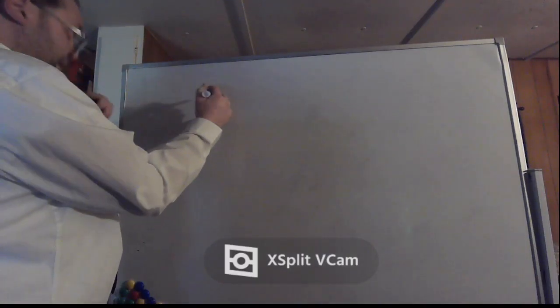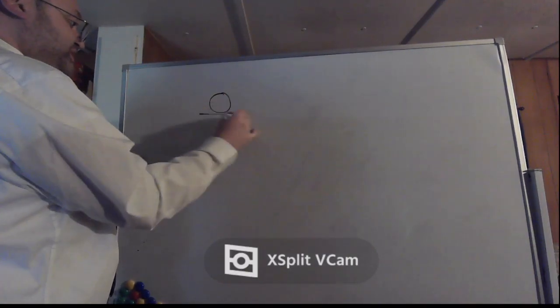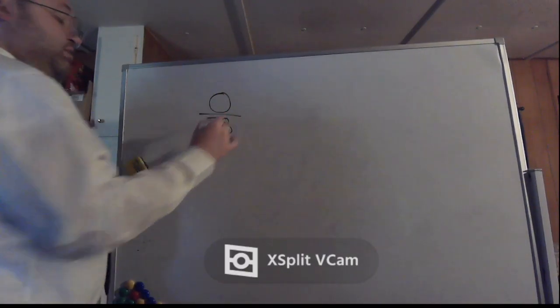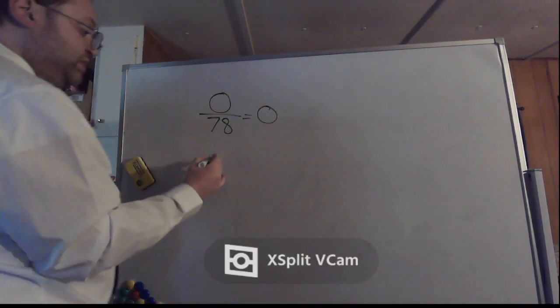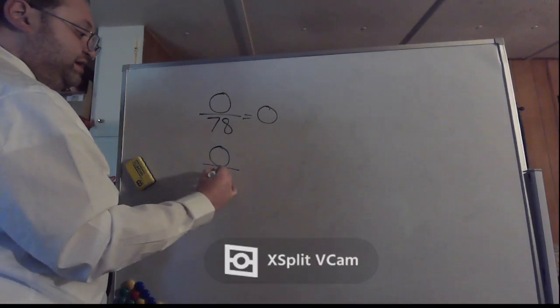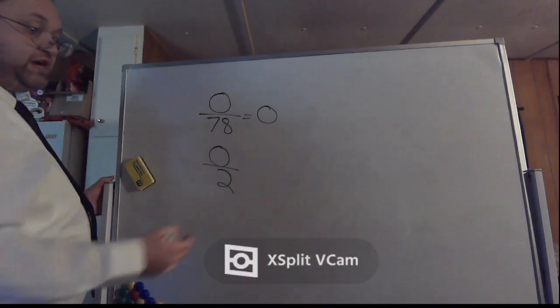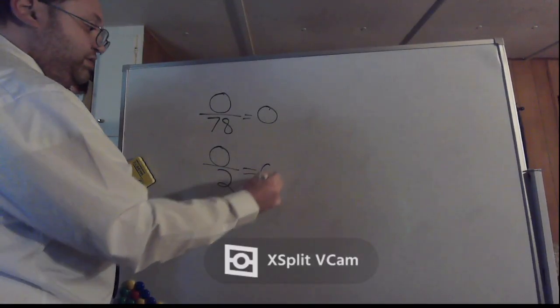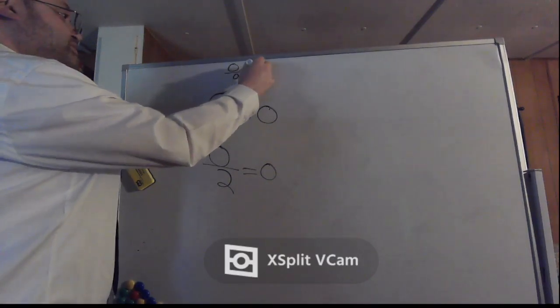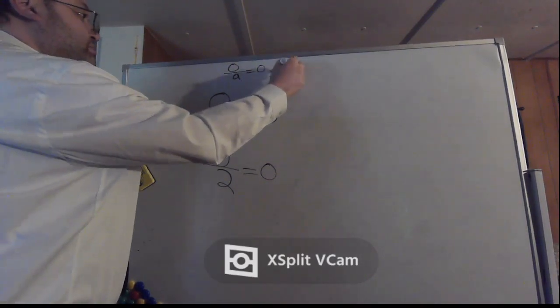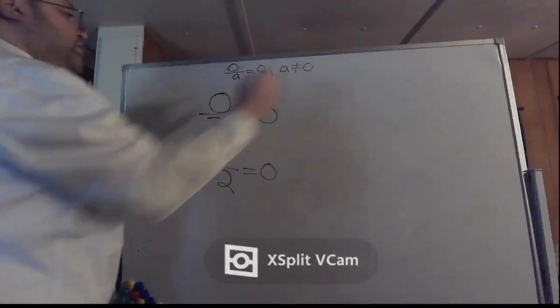Okay, then we'll do 0 78ths. Well, 0 divided by any number except for 0 is 0. I have 0 halves. Well, 0 divided by any number except for 0 is 0. So the rule is 0 divided by any number equals 0, where that number does not equal 0.